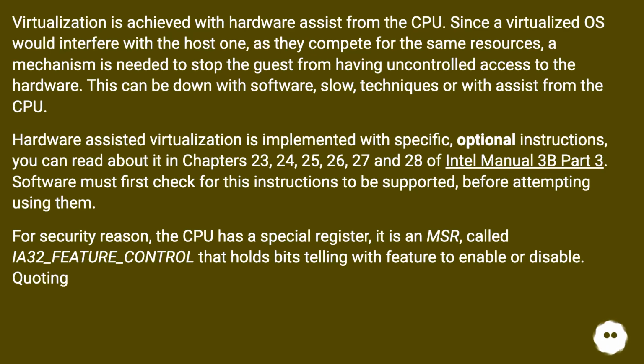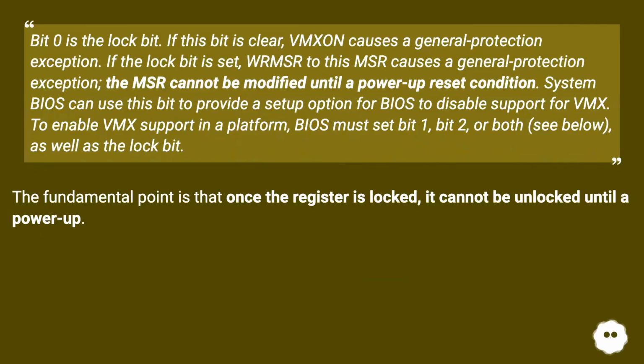Quoting: Bit 0 is the lock bit. If this bit is clear, VMXON causes a general protection exception. If the lock bit is set, WRMSR to this MSR causes a general protection exception. The MSR cannot be modified until a power-up reset condition. System BIOS can use this bit to provide a setup option for BIOS to disable support for VMX. To enable VMX support in a platform, BIOS must set bit 1, bit 2, or both, see below, as well as the lock bit. The fundamental point is that once the register is locked, it cannot be unlocked until a power-up.